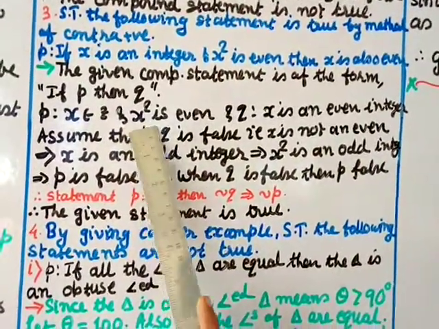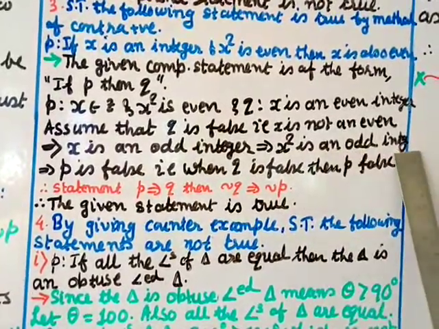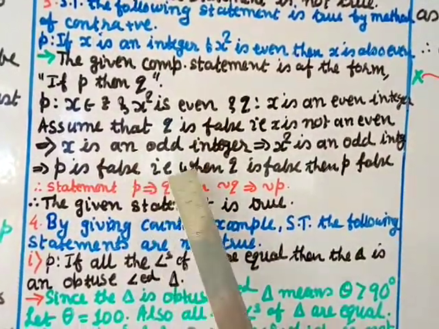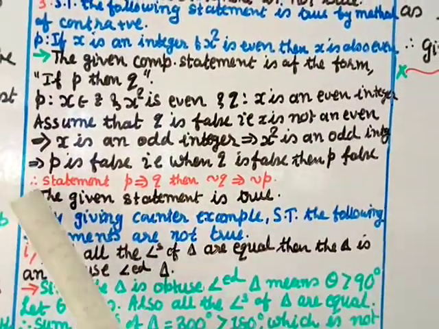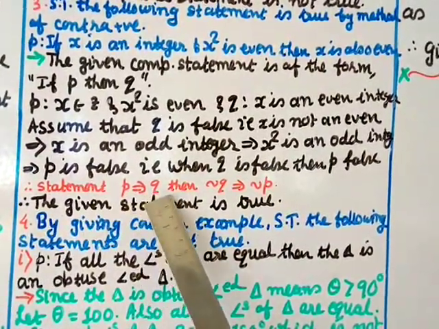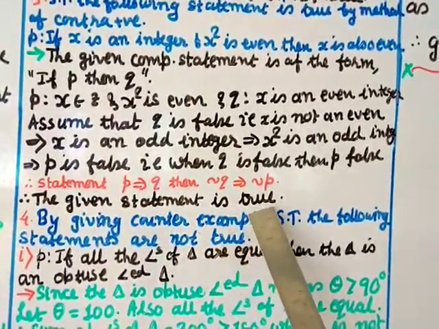But what is given here? x square is even. And we are coming to the conclusion that x square is an odd integer. That means P is false. That is, when Q is false, then P also is false, right? Therefore statement P implies Q, then not Q implies not P. Therefore the given statement is true.